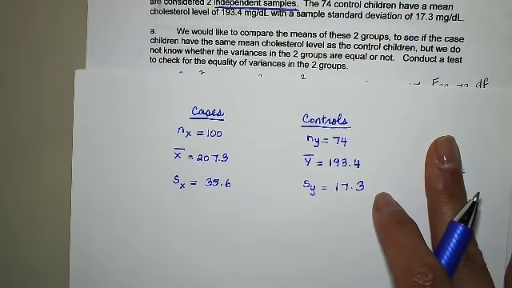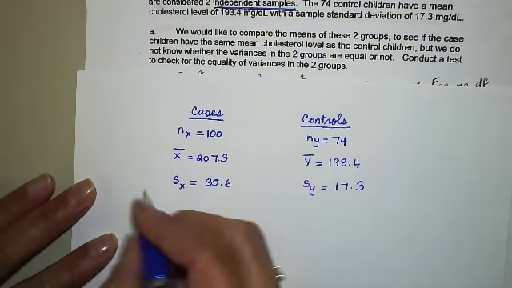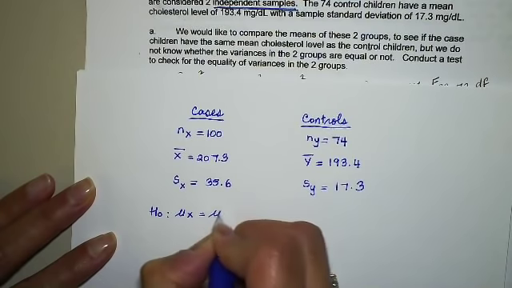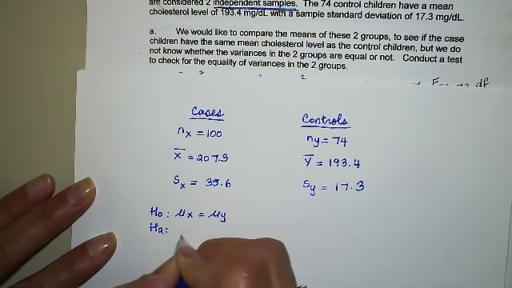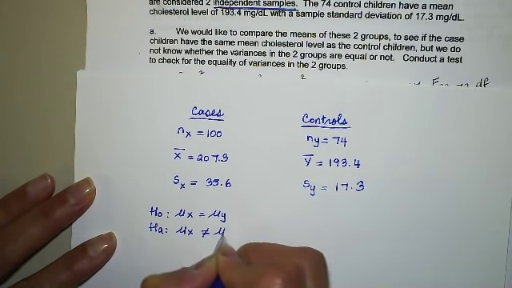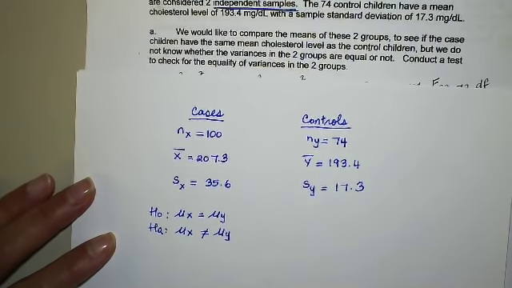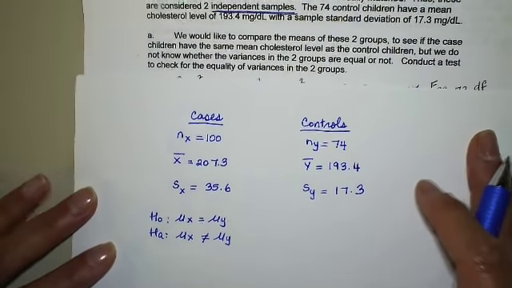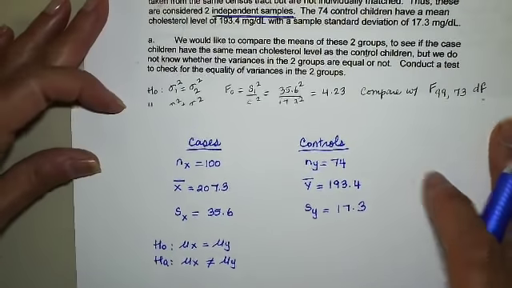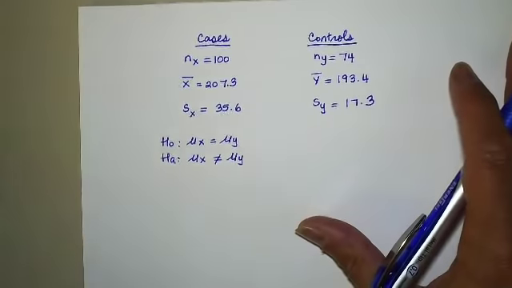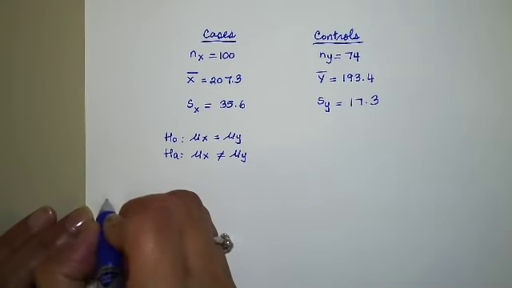We would like to compare the means of these two groups to see if the case children have the same mean cholesterol level as the control children. So H naught: mu x equals mu y versus HA: mu x not equal to mu y. But we do not know whether the variances in the two groups are equal or not. Conduct a test to check for the equality of variances in the two groups.